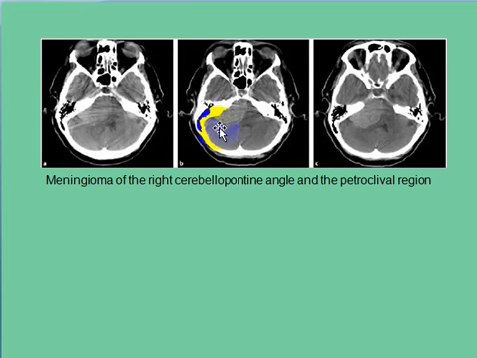Here you see a large mass, hyperdense compared to the cerebral hemisphere, pushing the fourth ventricle here, and causing some hyperostosis and enhancement, with an obtuse angle in the petroclival region and in the cerebellopontine angle, and this is consistent with meningioma.